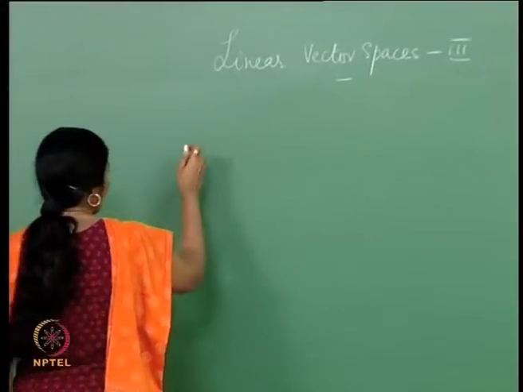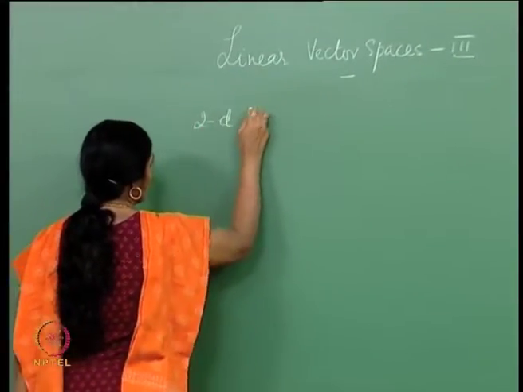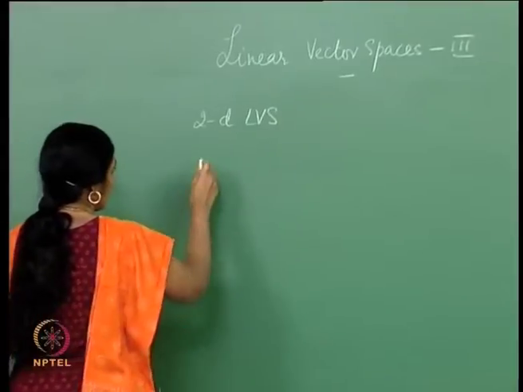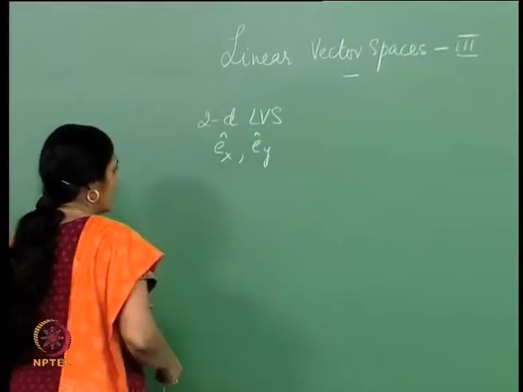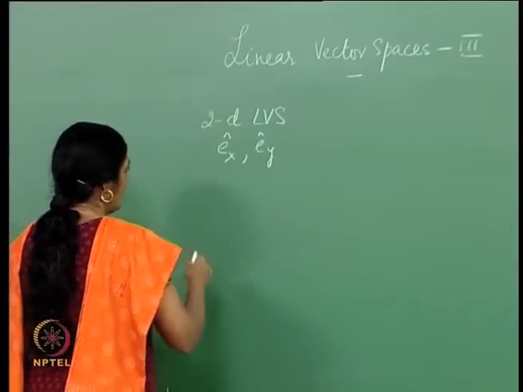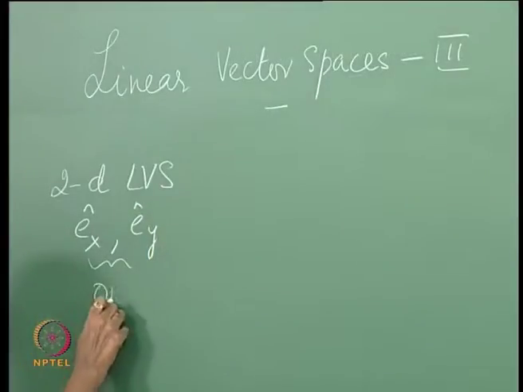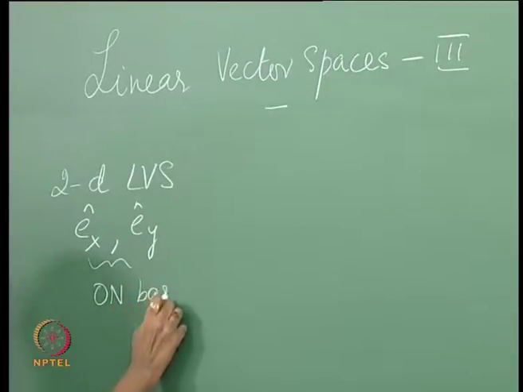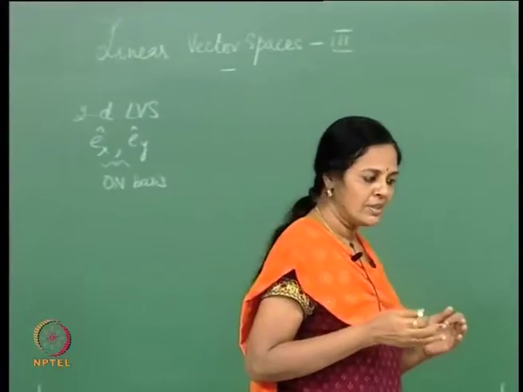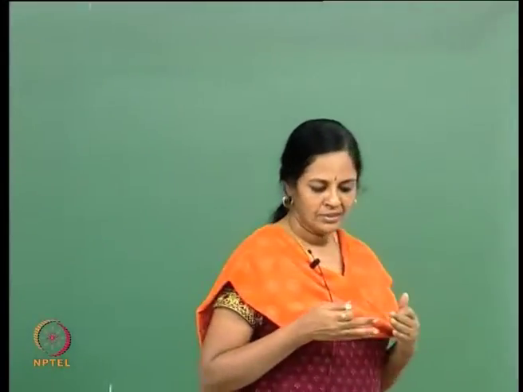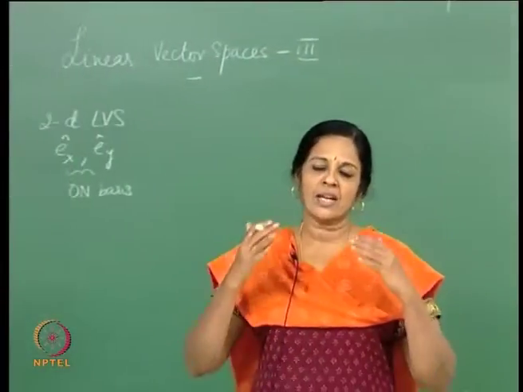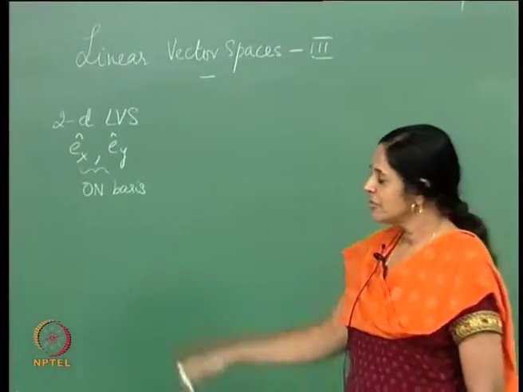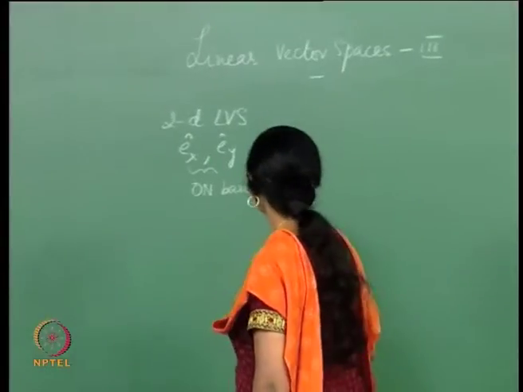Most of the time we were talking about a two-dimensional linear vector space, and I had basis vectors Ex and Ey. This was an orthonormal basis, so they were normalized to unity and they were orthogonal to each other. All vectors in this space can be expanded as a superposition of these two basis states.